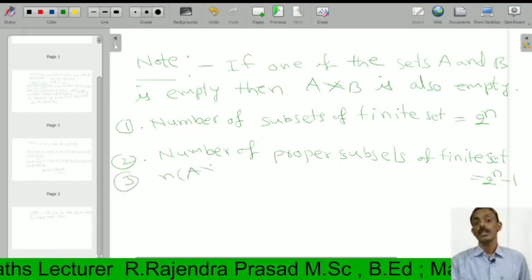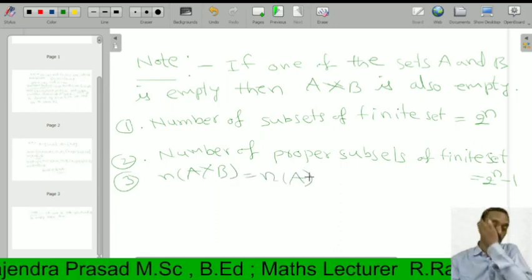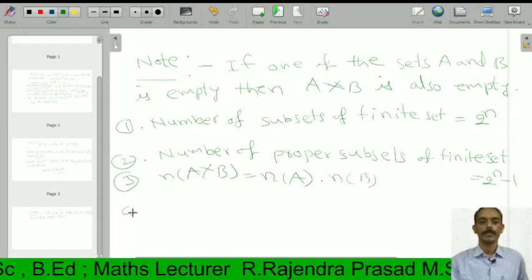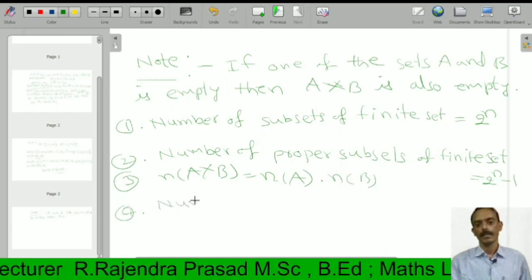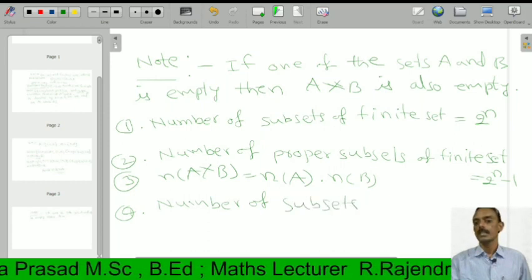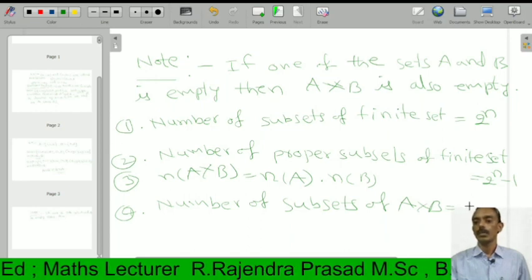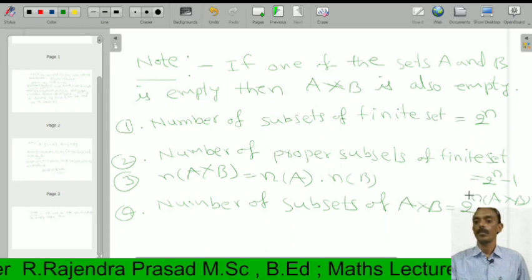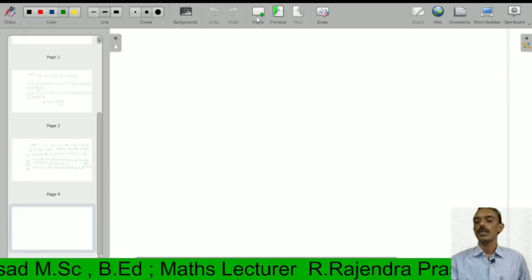Number of elements in A cross B equal to number of elements in A into number of elements in B. Number of subsets of A cross B equal to 2 power number of elements in A cross B. This formula is very important.